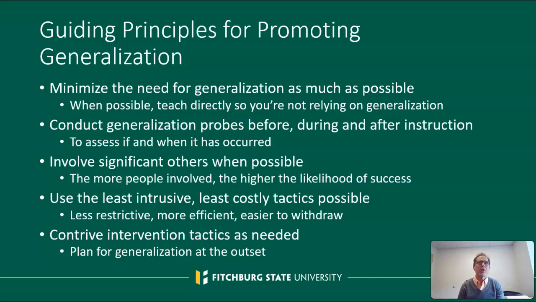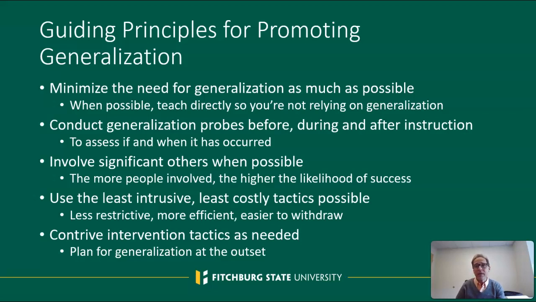We also want to conduct generalization probes before, during, and after instruction so we can assess if and when generalization has occurred. We do it before because maybe we don't even need to train for generalization because maybe we've already got generalization. But certainly as instruction is progressing, we want to assess whether generalization has occurred so we know that it's happening. We want to involve significant others when possible because the more people that are involved, the higher the likelihood of success, right? We have more people delivering discriminative stimuli. We have more people delivering reinforcement in the natural environment. So it makes it more likely we're going to end up getting that generalization.